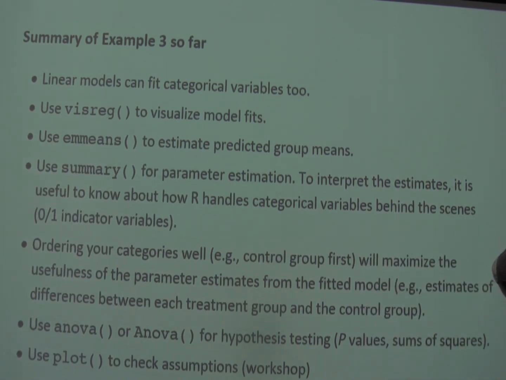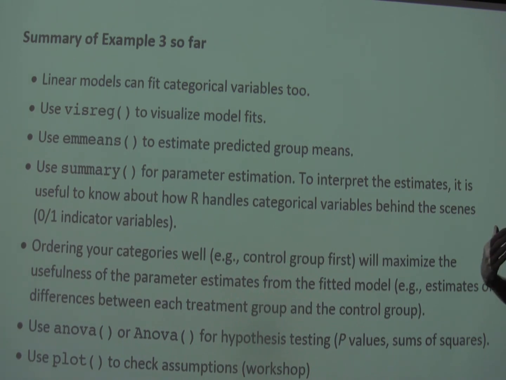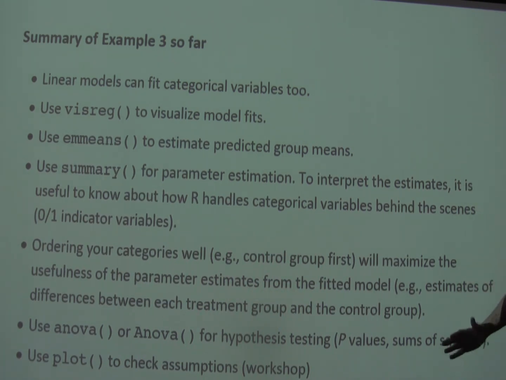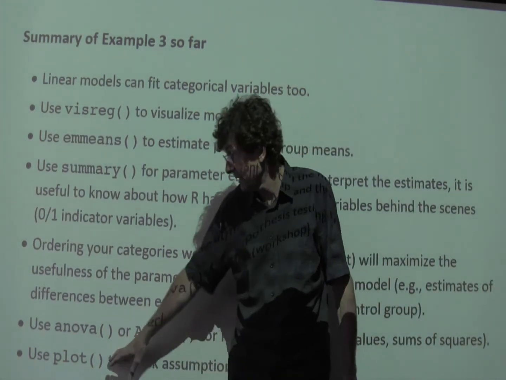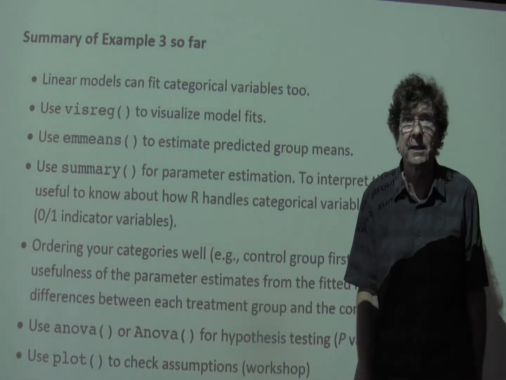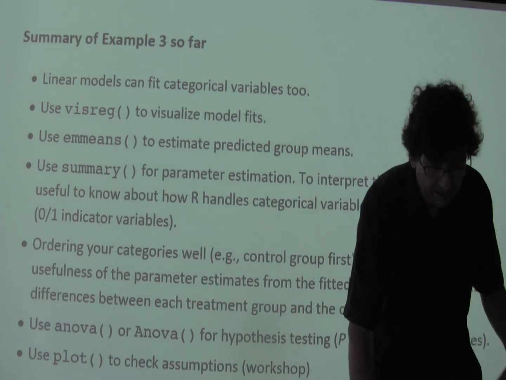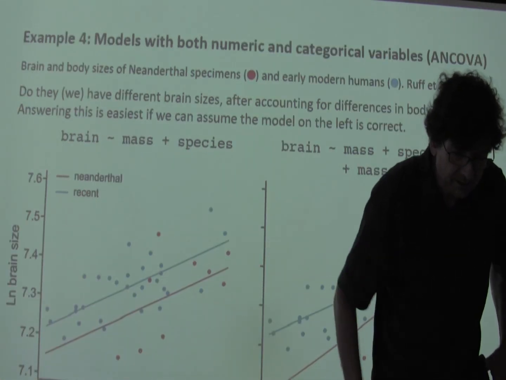And so summary in this case will give you the mean of the control group. And all of the other coefficients in your table will be estimates of the difference between each different treatment group and your control group, which can be very useful. Makes sense? And we're going to try that in the lab this week, in the workshop. I haven't gone through it, but we'll do it in the workshop. There's another function which you can apply to the model, which will do diagnostics. It will check assumptions about normality and homogeneity of variances.